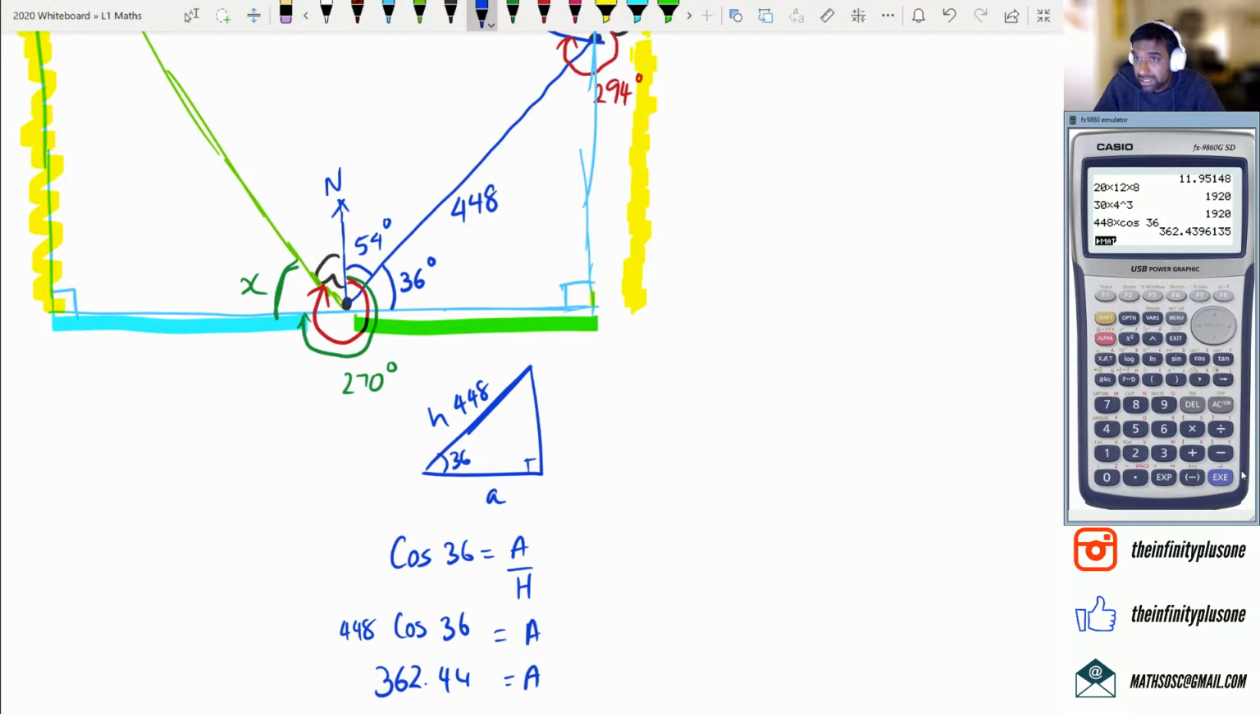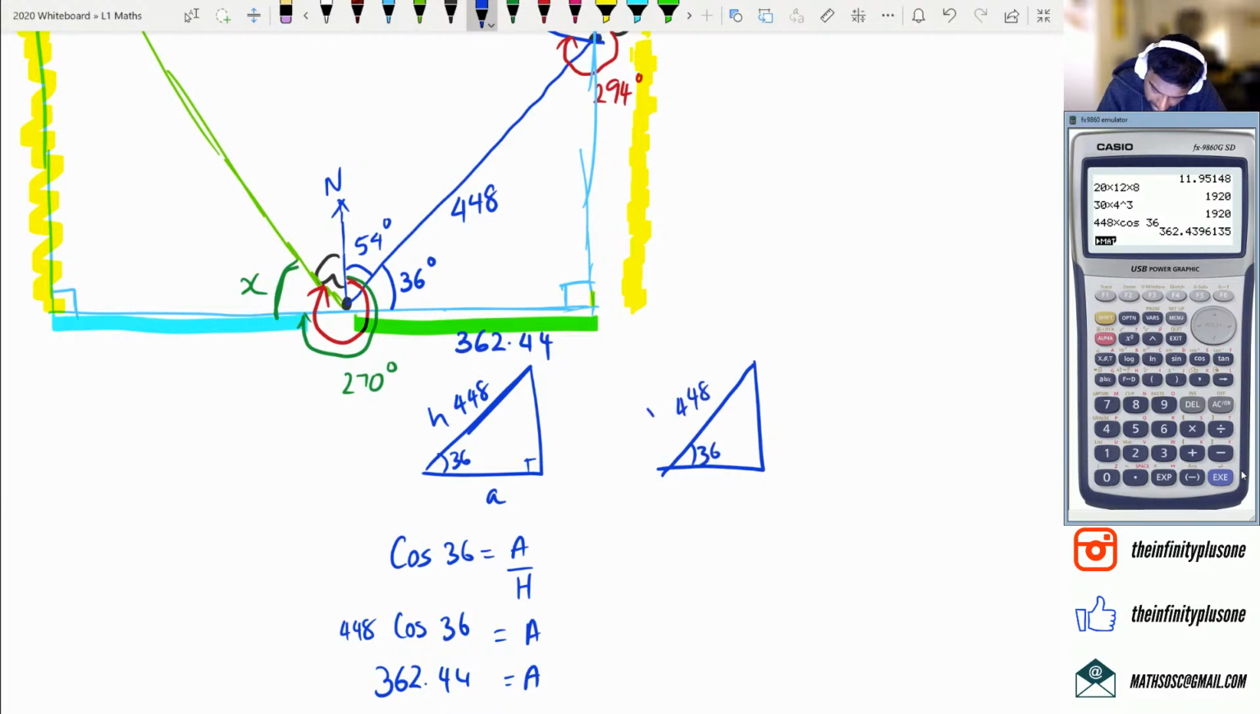And what I'm going to do is put that straight in my big diagram there. So this measurement here is going to be 362.44. Now I need to work that yellow bit out. To do that, I could use trigonometry or I could use Pythagoras. It doesn't really matter. So I am going to use trig because it is kind of there.